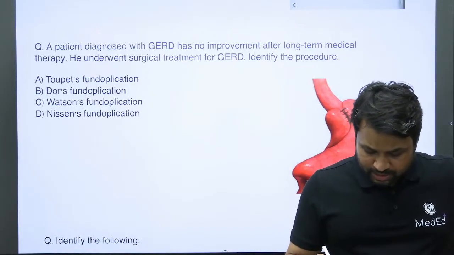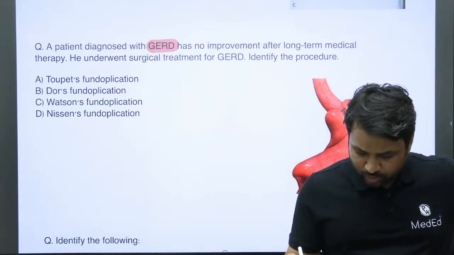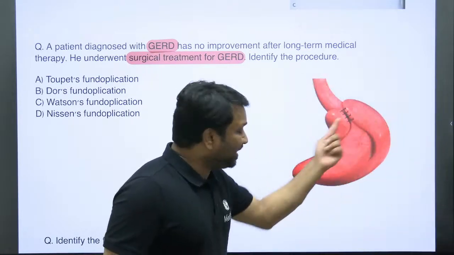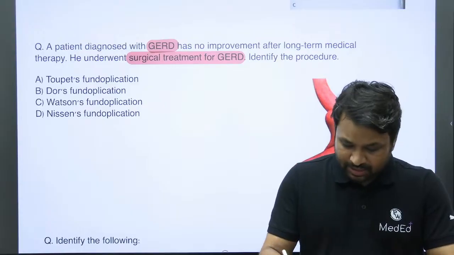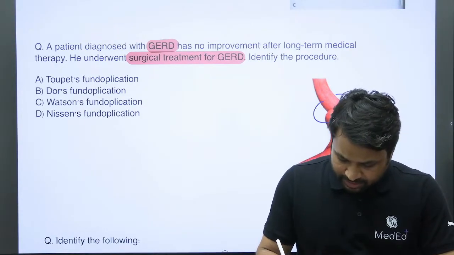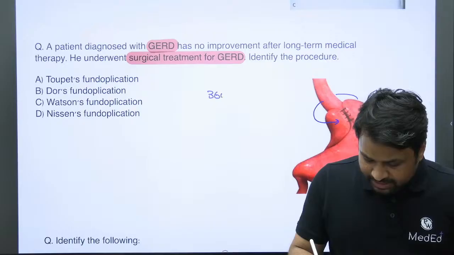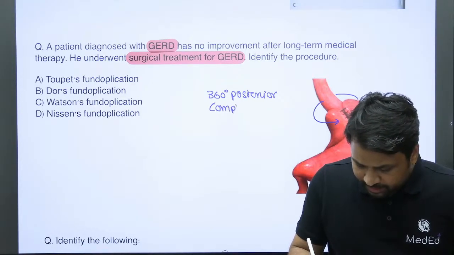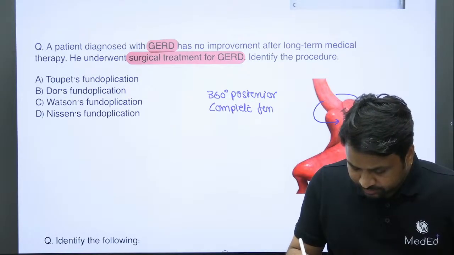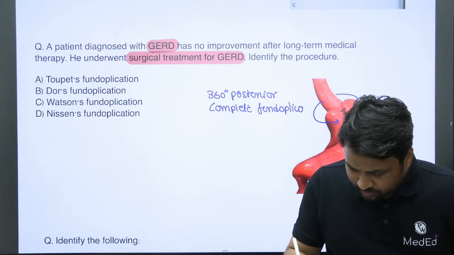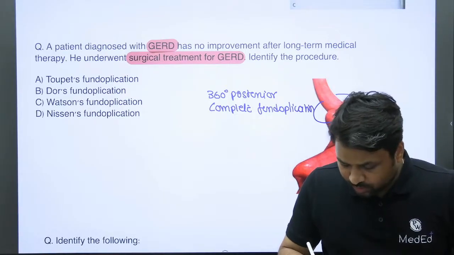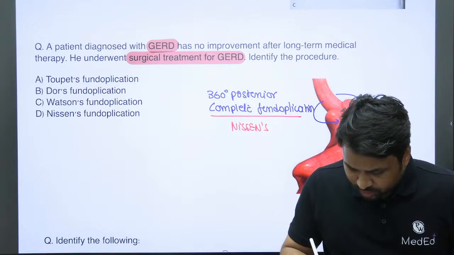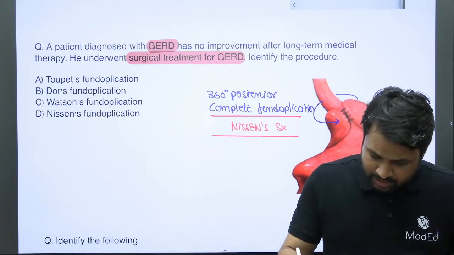Okay, next question. A patient diagnosed with GERD, with no improvement on long-term medical treatment, underwent surgical treatment of GERD. Identify the procedure. Now you can see it is a complete wrap. The wrap starts from the posterior surface, comes anteriorly and then completes. It is a 360 degrees complete posterior fundoplication. This is what we commonly call Nissen's fundoplication. So the answer here is going to be D for Delhi.